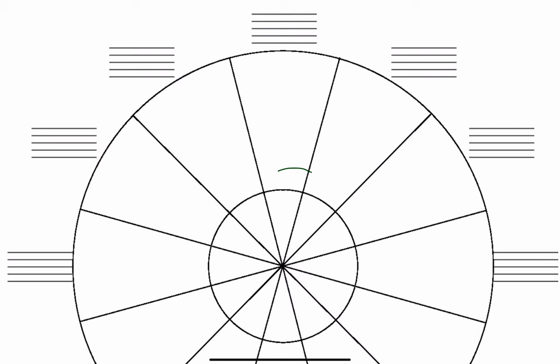This is Alfred's Essentials of Music Theory corrections video for lesson 34, completing the circle of fifths.